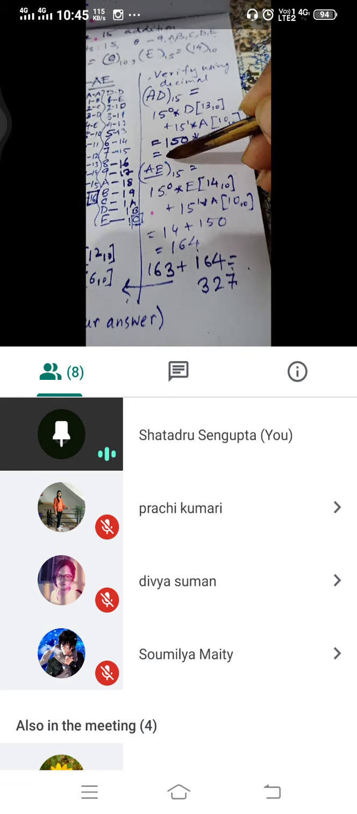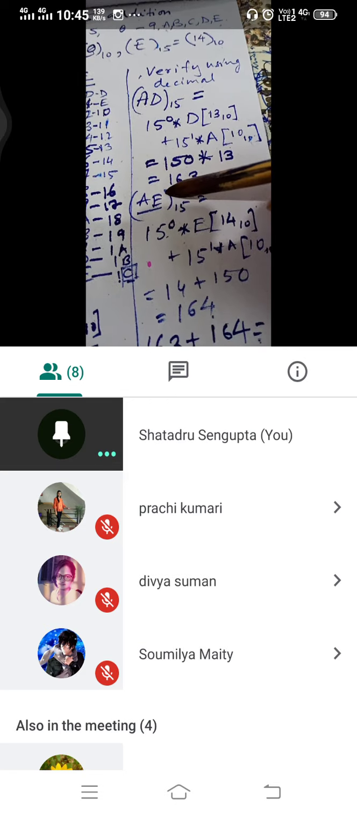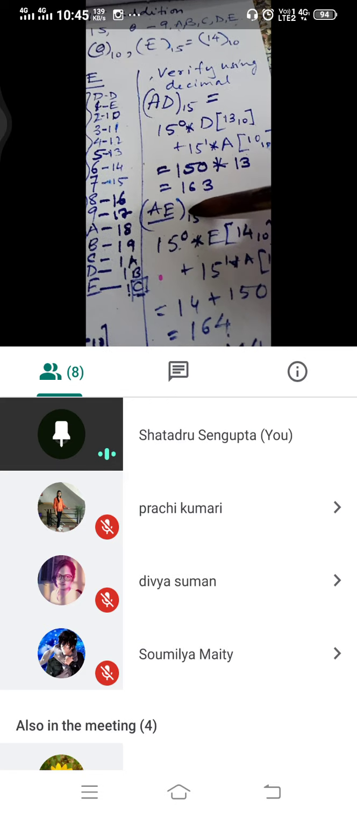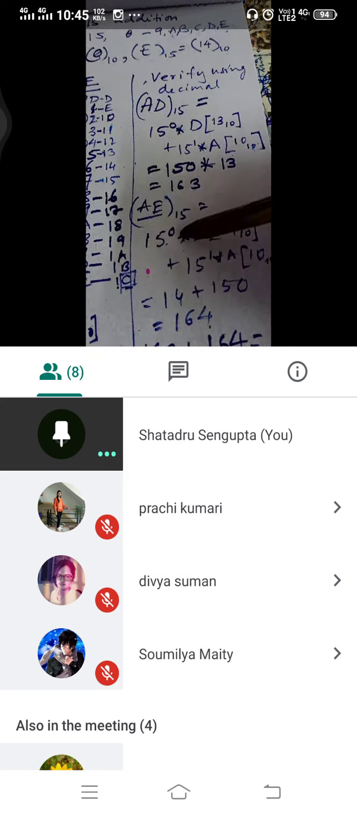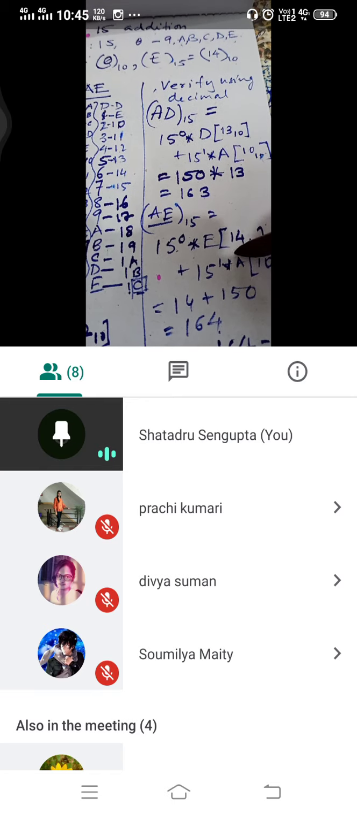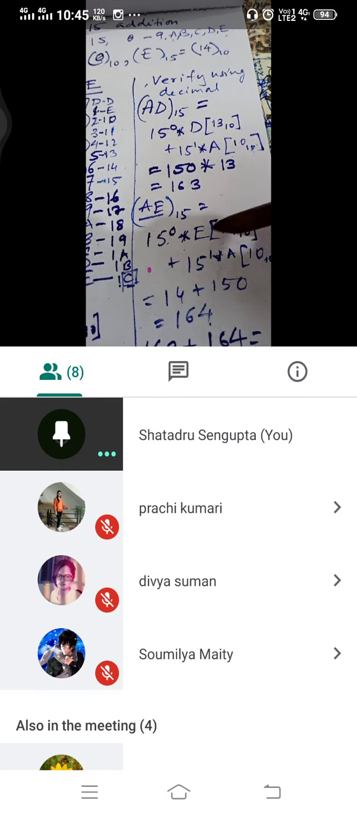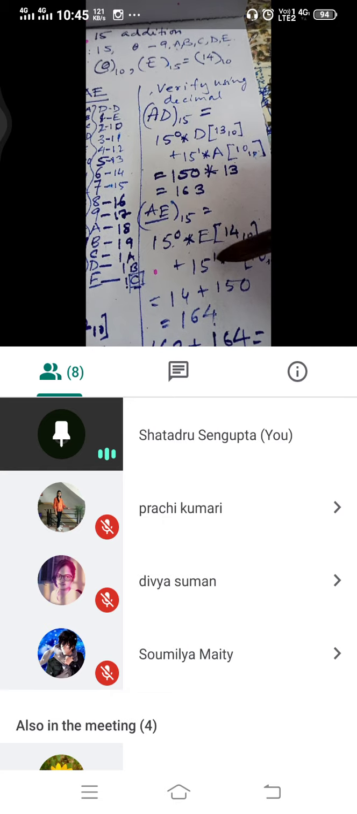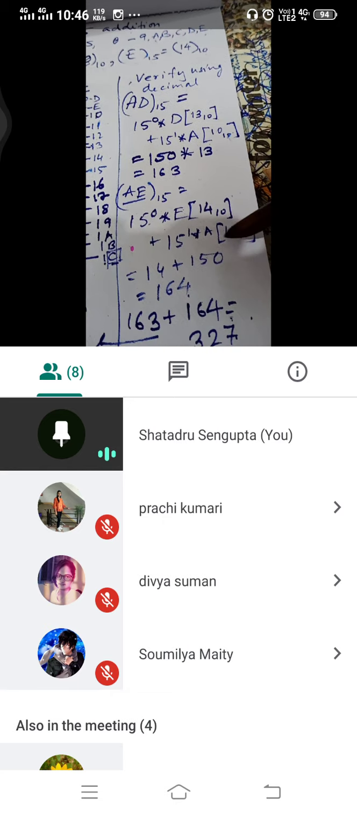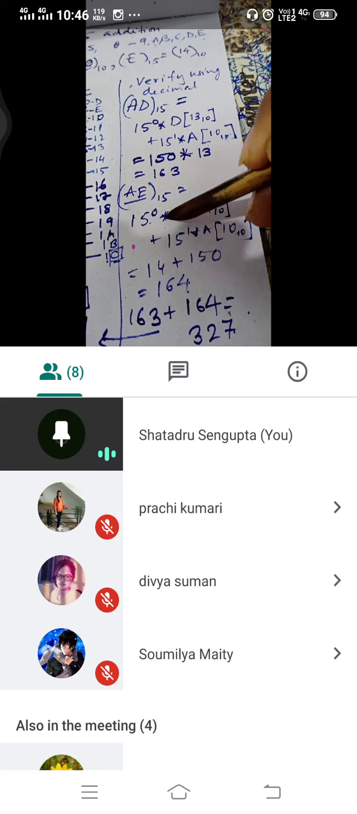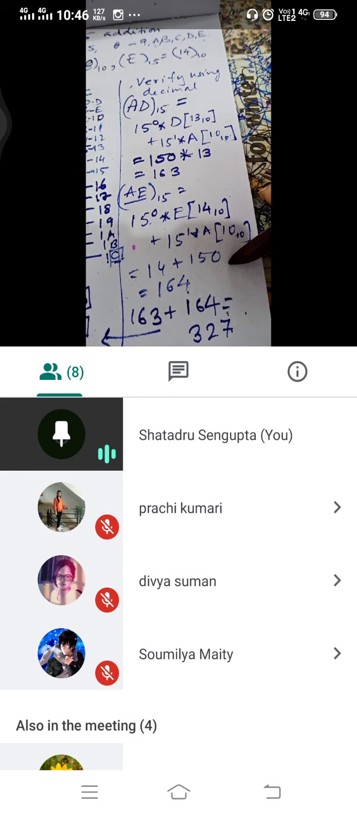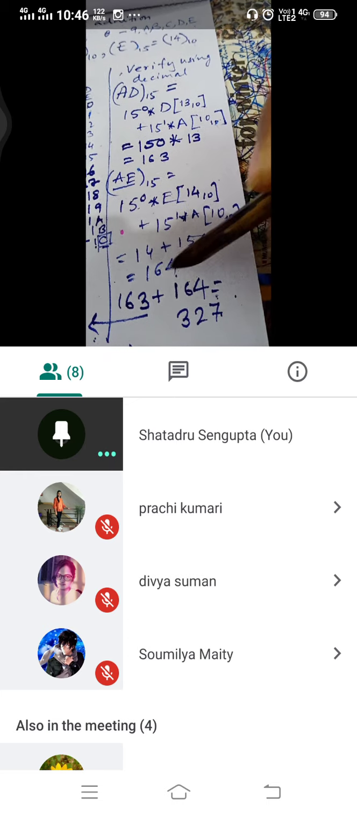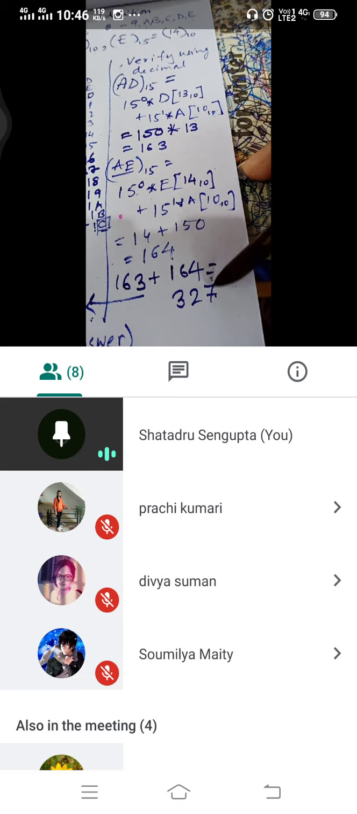Now let's come to AE. In AE, once again, 15 to the power 0 multiplied by E is 14, plus 15 to the power 1 multiplied by A, and A is 10. So we have 14 plus 150 giving us 164. So 163 plus 164 gives us 327.